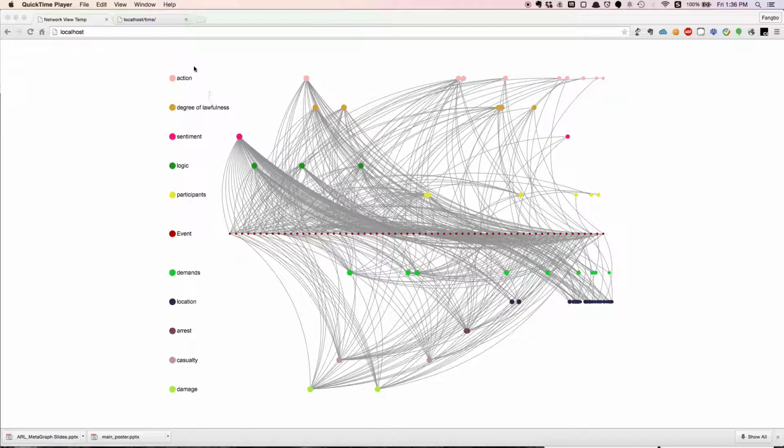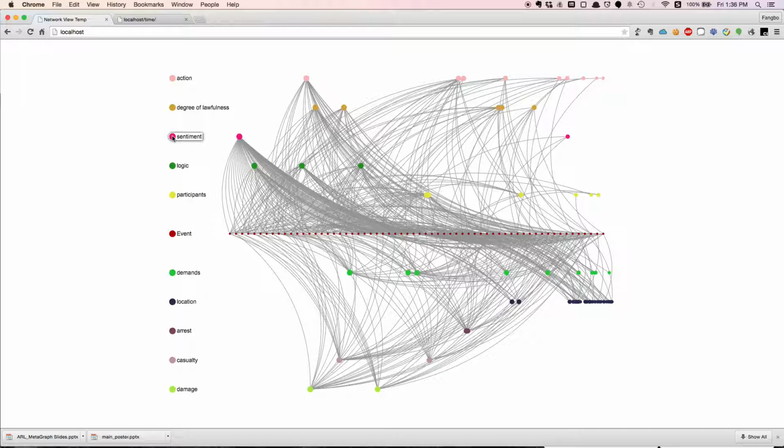They are: the first one, action, the type of the protest, whether it is a demonstration or a riot. And the second one is the degree of lawfulness, ranging from lawful political procedures to violent street fightings.